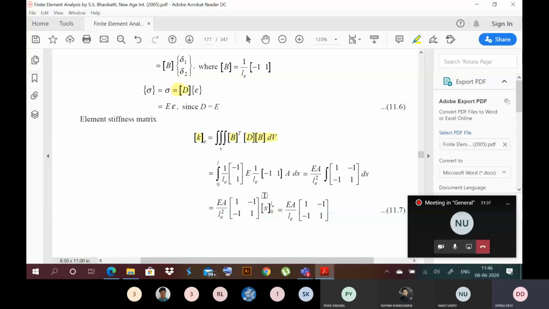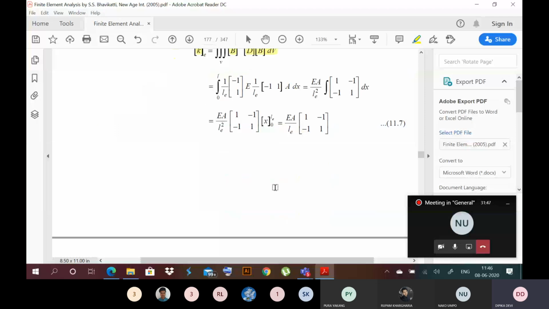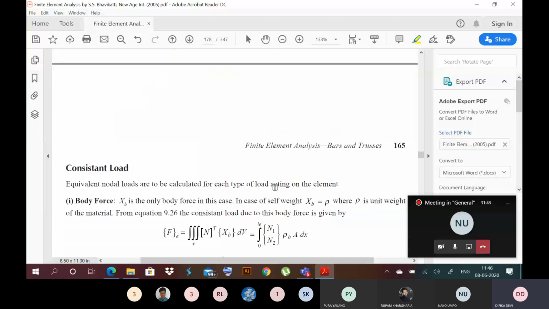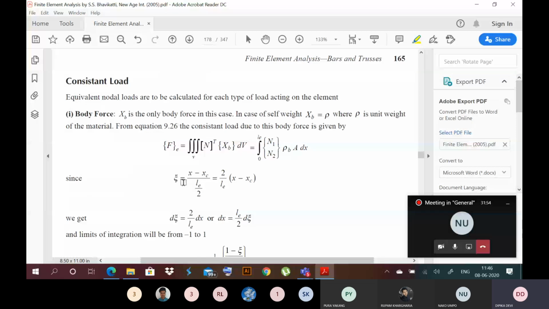Using this integration we have already derived it. So this is my element stiffness matrix. Next in our discussion is mainly the consistent load. So consistent load vector will be given by contribution from body force, contribution from surface traction, and contribution from point load. Point load can be directly incorporated in the global force vector, but for the consistent load vector for body force and surface traction, you have to derive it.